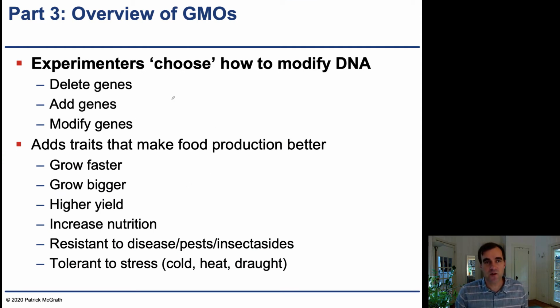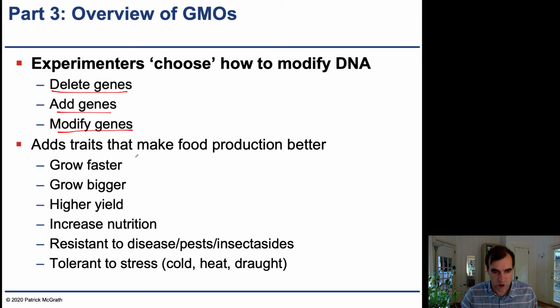But now we have the opportunity to use GMOs, and so now we're choosing how to modify the DNA. We can delete genes, we can add genes, or we can modify genes. We talked in chapter 20 about manipulating mice. So what if we do this to crops and other animals that are important food sources? Now we can artificially add traits that make food production better.